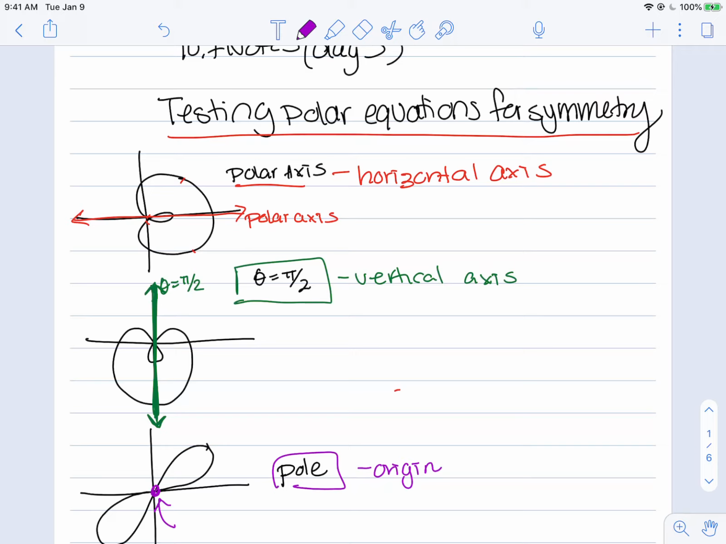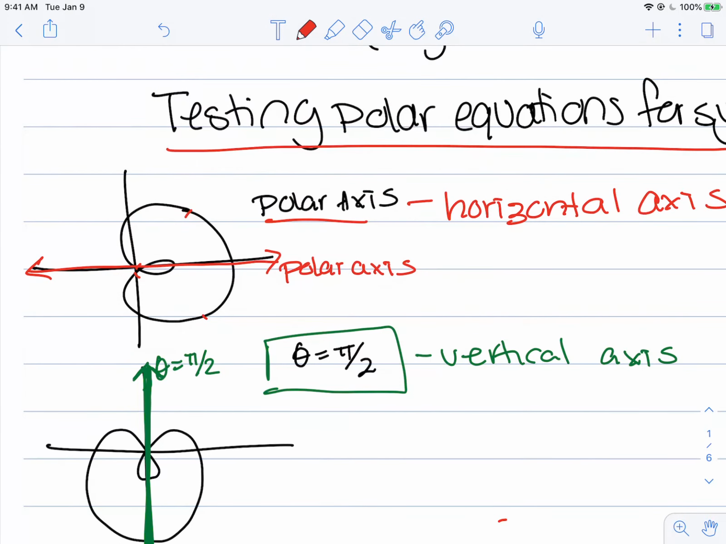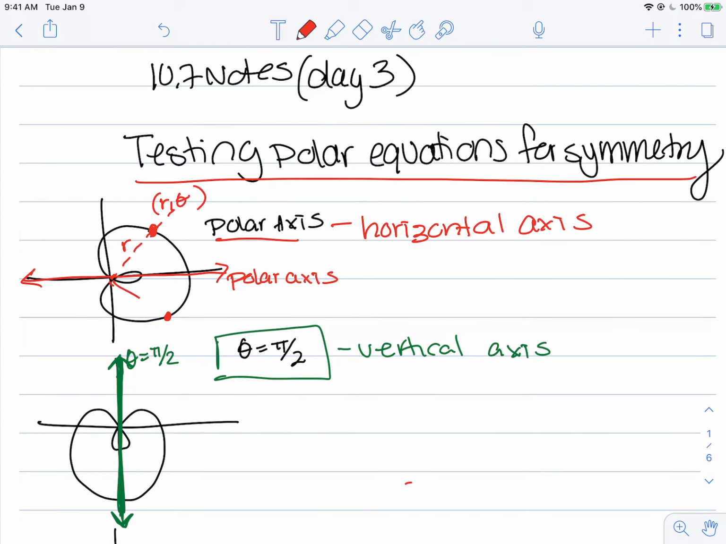So let's talk about what's special about these graphs and then how to prove the types of symmetry. So with polar axis symmetry, if you have a point with a certain r value and a certain theta value, you're going to have that same point reflected over the polar axis with the same r value, but what's different? That's right, the angle is negative, so negative theta. That's important. Okay, write it down.